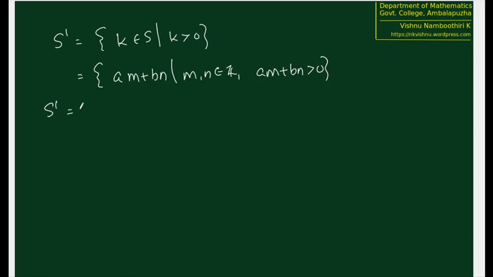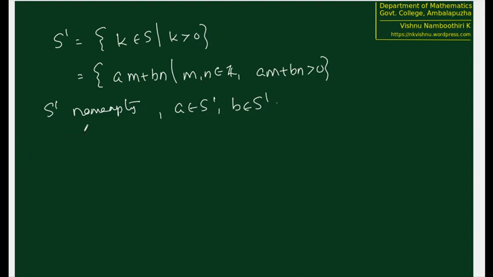This S prime is non-empty. Why non-empty? Because A belongs to S prime and B belongs to S prime. So this is the first step we have.